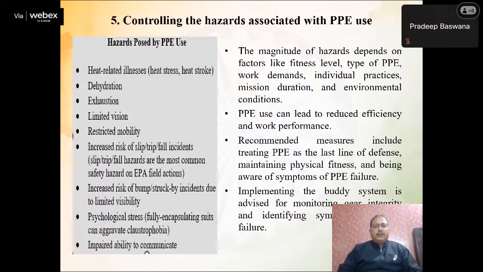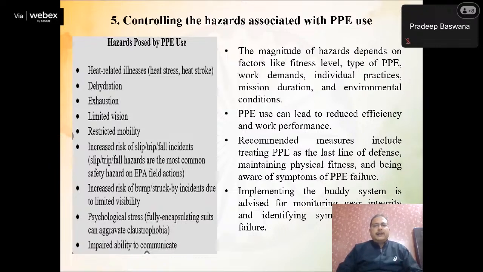So in the Environmental Protection Act also, it is very pertinent, because you are covering yourself with a very large amount of heavy material, and you also have to respond. Then you have to use some equipment for handling the crisis. Increased risk of bump and struck-by incidents due to limited visibility. Psychological stress: fully encapsulating suits can aggravate claustrophobia, and there is impaired ability to communicate. If you keep in mind the confined space, it is not easy to communicate in and out with a third party, because you are already in a system where you have to live in that particular zone itself.